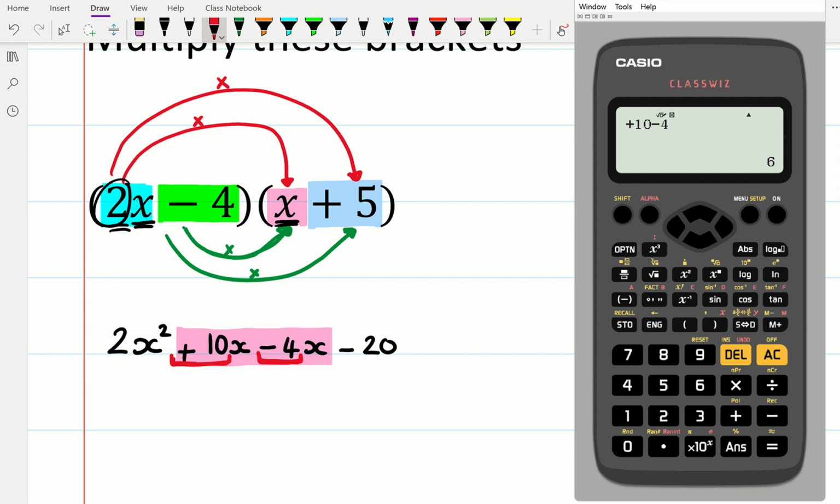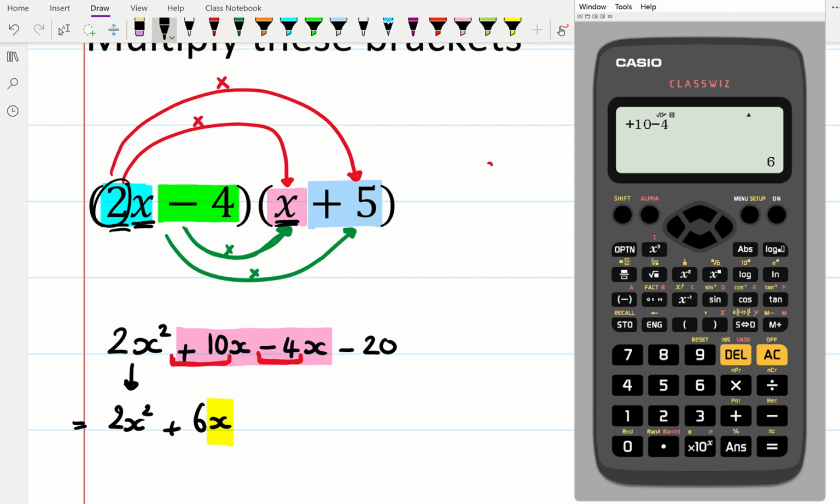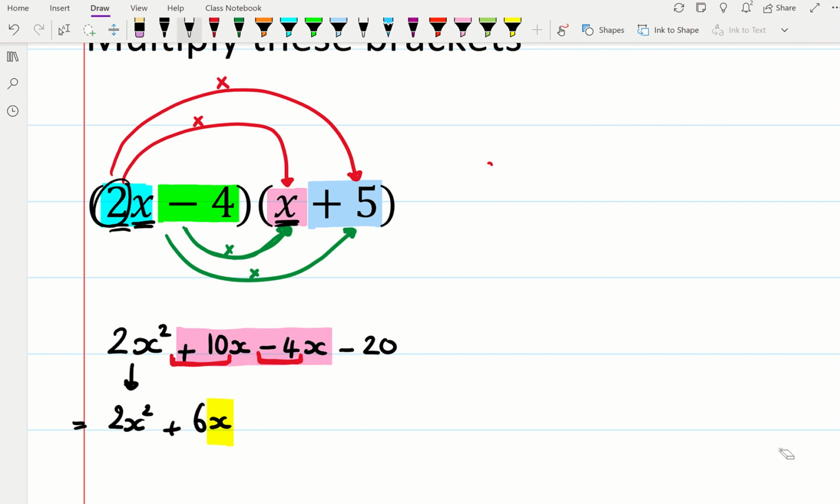So my final answer is 2x squared plus 6x. You must remember to add this x. The calculator can only deal with the numbers for you. And then minus 20. That's the final answer.